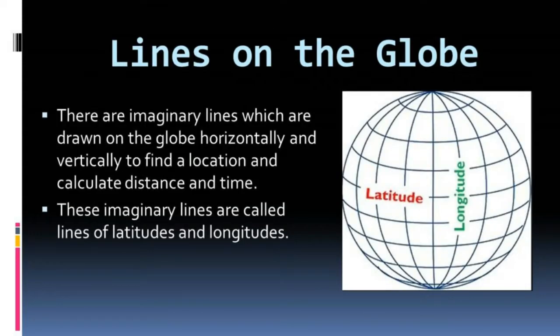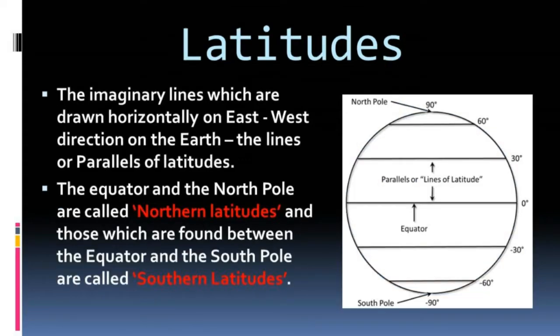Lines on the globe. There are imaginary lines which are drawn on the globe horizontally and vertically to find a location and calculate distance and time. These imaginary lines are called lines of latitudes and longitudes. Latitudes. The imaginary lines which are drawn horizontally in the east to west direction on the earth are called the lines or parallels of latitudes.